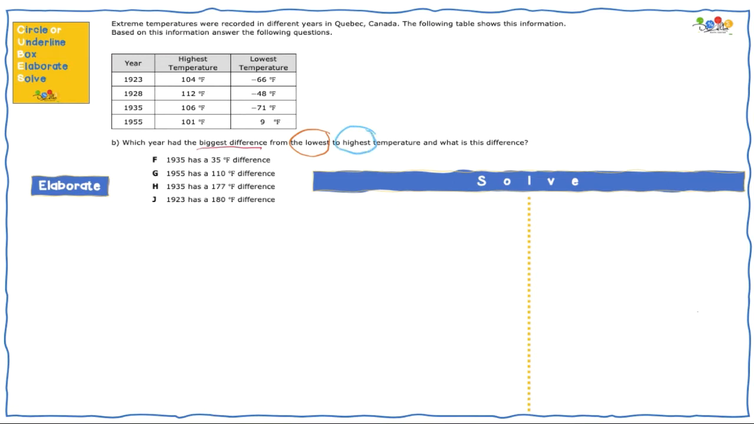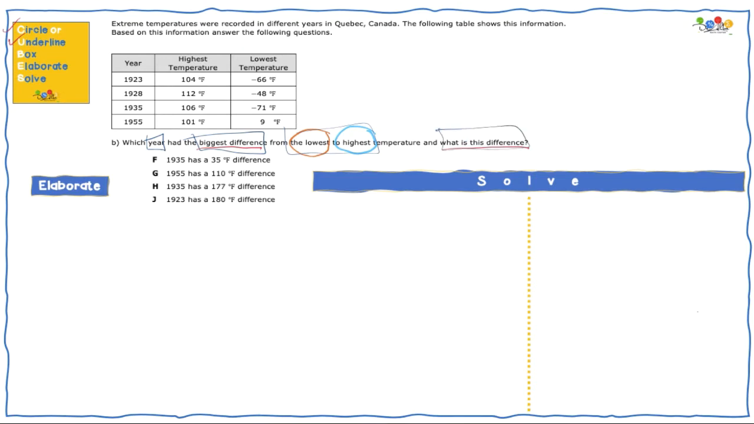And what is the difference? Okay, I'm going to go back to my red. And what is the difference? I did circle or underline. Sometimes I just highlight, depending on the question, or sometimes I combine circle or underline with highlight. We're going to box the question, and the question is: year with biggest difference from lowest to highest, and what is the difference.